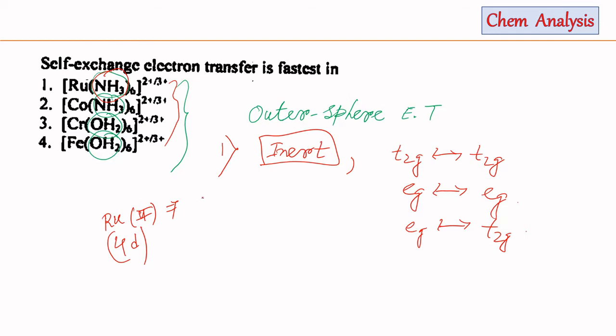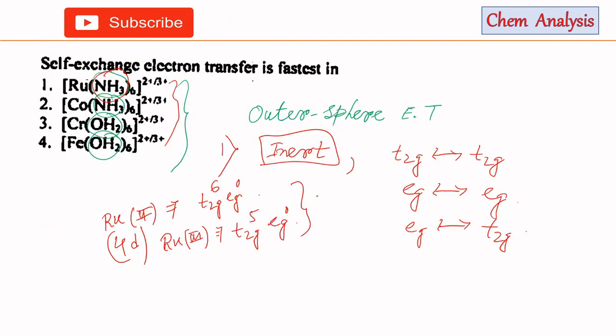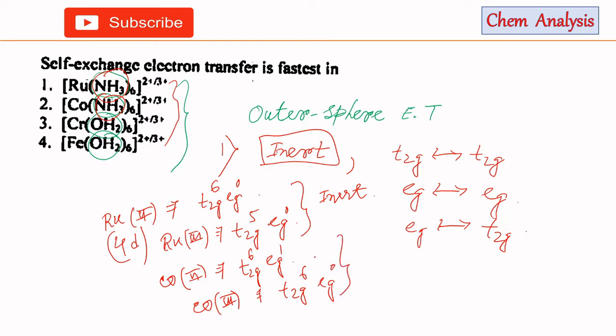So ruthenium 2 will be a low spin complex and it will be t2g6 eg0. Similarly ruthenium 3 will be t2g5. That is, ruthenium in both oxidation states is a low spin complex, that is inert. Okay. For the cobalt case, cobalt 2, since ammonia is a strong field ligand, the complex will be low spin, and since cobalt 2 is d7, it will be t2g6 eg1, and cobalt 3 will be t2g6 eg0. So these two complexes are also inert.